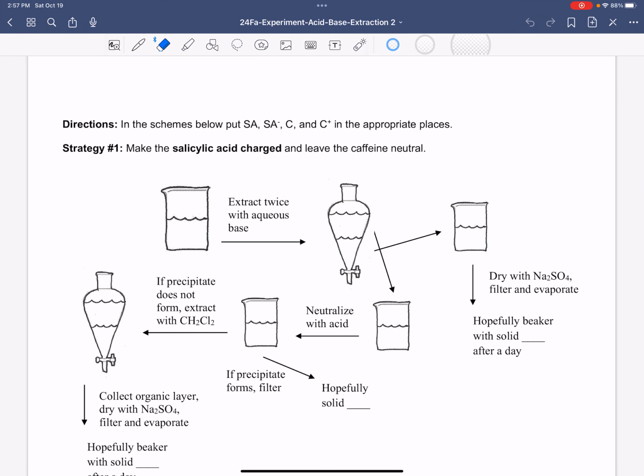Hello, this is my version of a flowchart to separate salicylic acid from caffeine using acid-base extraction. In previous videos, I explained that salicylic acid is acidic, and therefore when you deprotonate salicylic acid, it's negatively charged. So we have SA minus when you lose a proton.